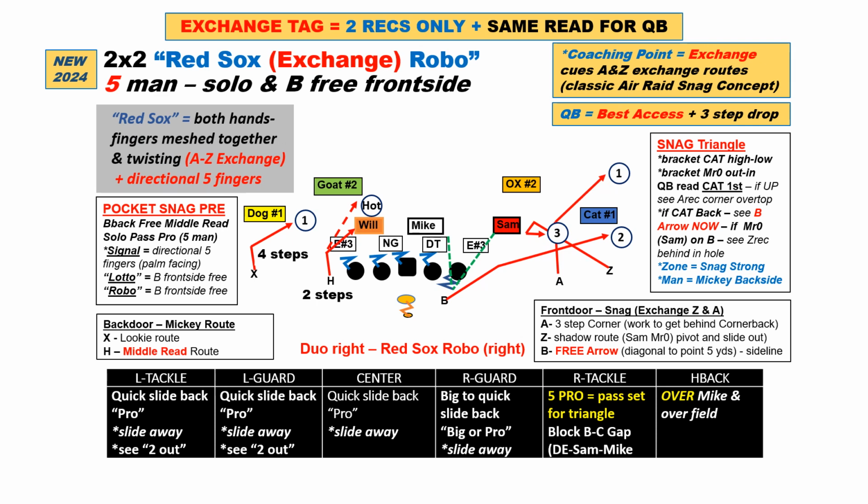Another way to simplify is using an exchange tag. What this does is we simply take the same signal we use for snag and we simply use a twisting action, and that tells the A and the Z receiver to simply exchange their routes. What we have here then is we've got the RPO foundation to the left again, but now we give a different route combination to the defense, but it's the same read key, same read progression for the quarterback.